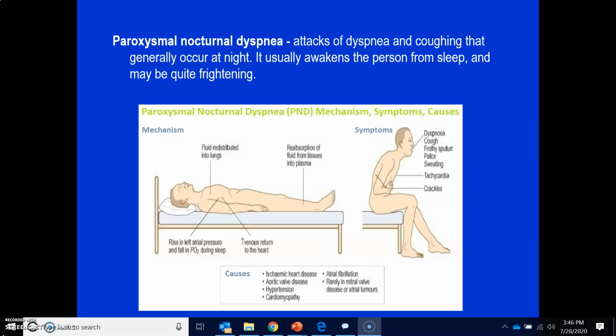The person's lying flat. The pressure rises in their left atrium. Their PO2 falls. Fluid is redistributed into the lungs, and reabsorption from fluid in the tissues in the lower extremities. So there's increased venous return. Everything shifts forward, and all of a sudden we can't breathe, and it wakes us up, and we sit straight up out of bed. We're short of breath. We're coughing. We may have some thick sputum to it.